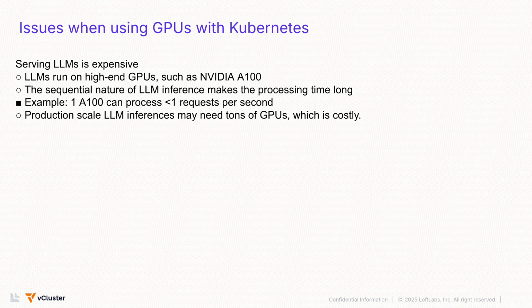And considering that there's nothing built into Kubernetes that can help solve this, a lot of time can end up getting wasted. For example, one NVIDIA A100 can only process less than one request per second. So if you have many different requests, it adds up and can lead to a lot of unwanted cost as well.